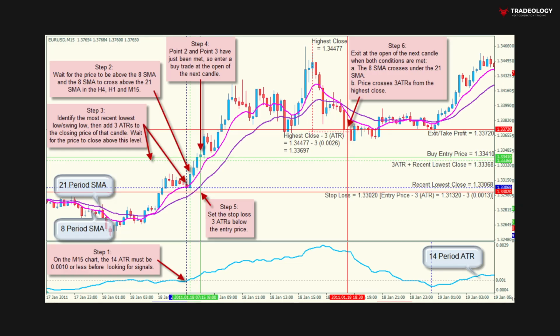Let's have another look at a buy trade example. In this example, we just repeated the process of checking for signals when the ATR went below 0.001. I then waited for the price to be above the SMAs, and the 8 SMA to be above the 21 SMA. I entered the trade as soon as price exceeded 3 ATRs from the close of the previous swing low. Recent lowest close was 1.33068. The ATR was set at 0.0010. 3 ATR plus recent lowest close would equal 3 times 0.0010 plus 1.33068.